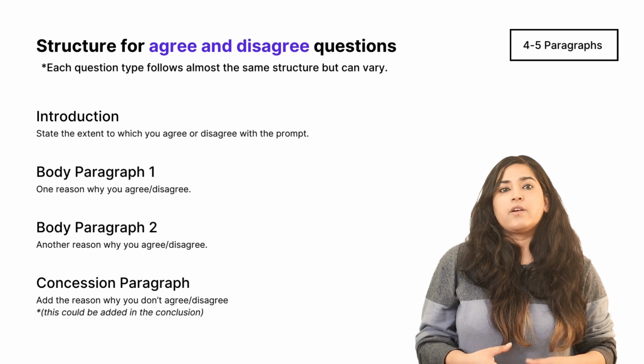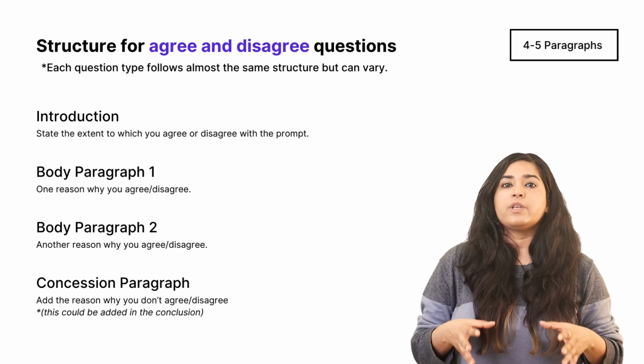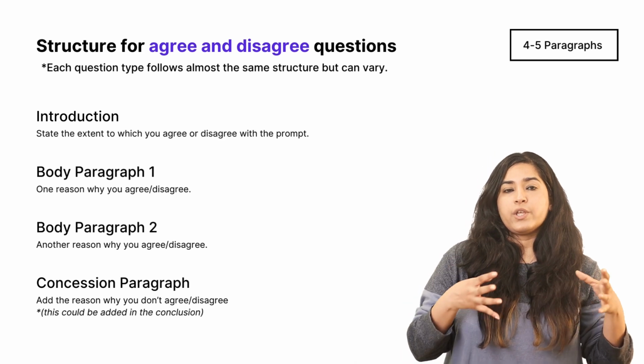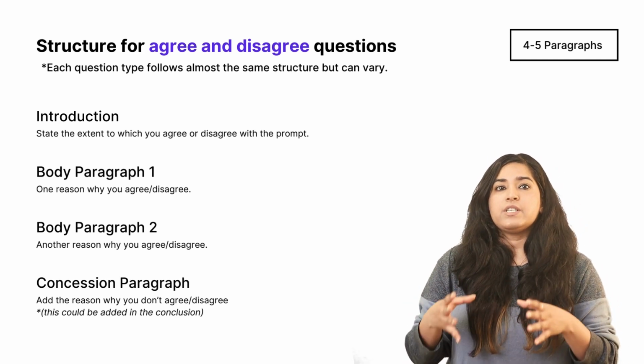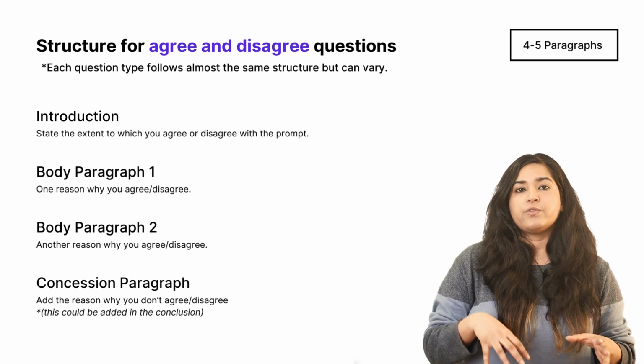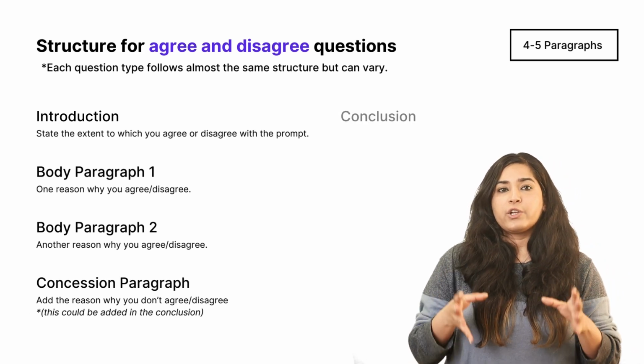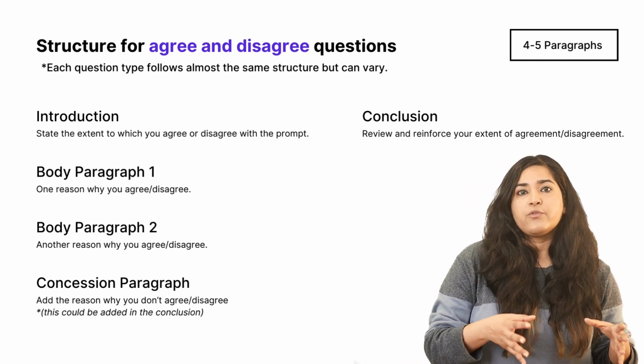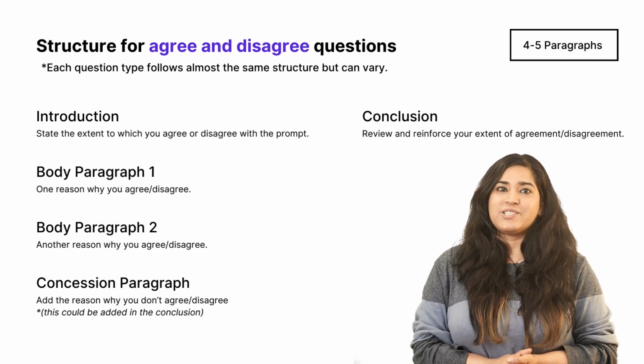Now, the 4th paragraph will be a concession paragraph, where you give your reason why you don't agree or disagree with this prompt. Now, this could also be added in your conclusion. So if you're doing a 5-paragraph essay, your conclusion will be your final paragraph, where you should review and reinforce your extent of agreement or disagreement.